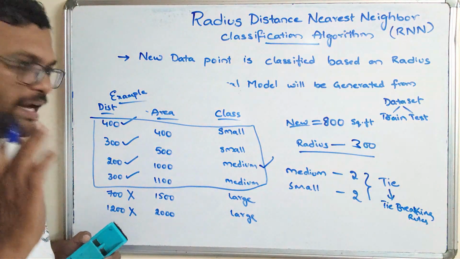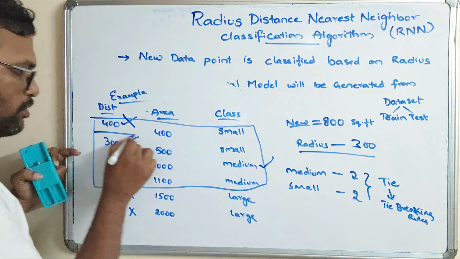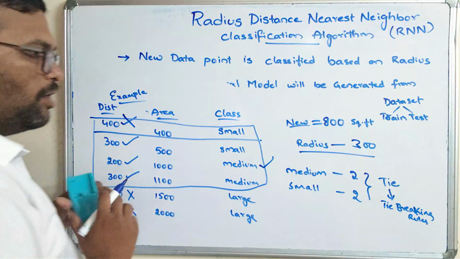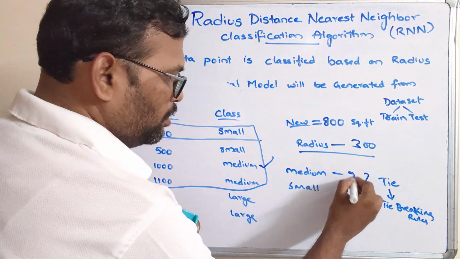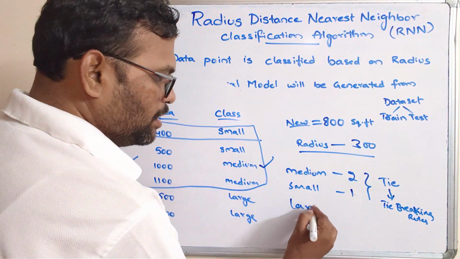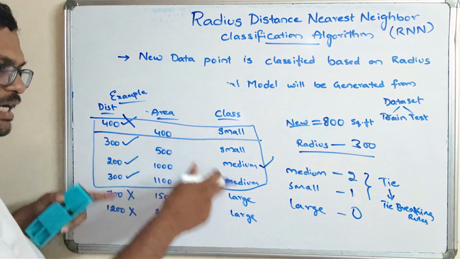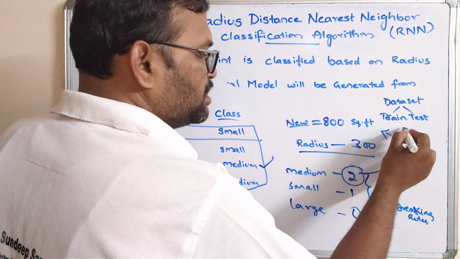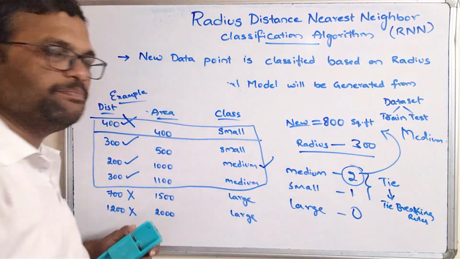Now let us take 300. If it is 300, we should not consider this one also. We have to consider only 300, 200, 300. Now, how many mediums are there? It is 2. And how many small? 1. And how many large? There are no large, 0. So we can consider the majority, medium. The result of this 800 square feet is medium.